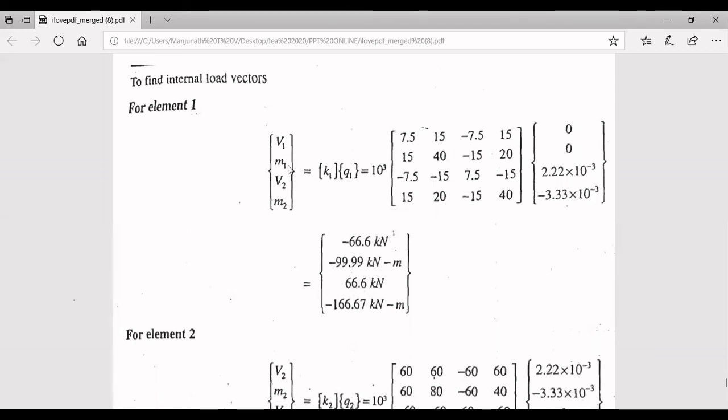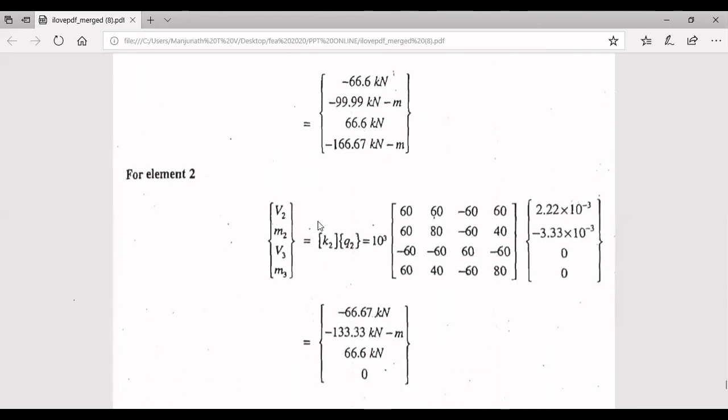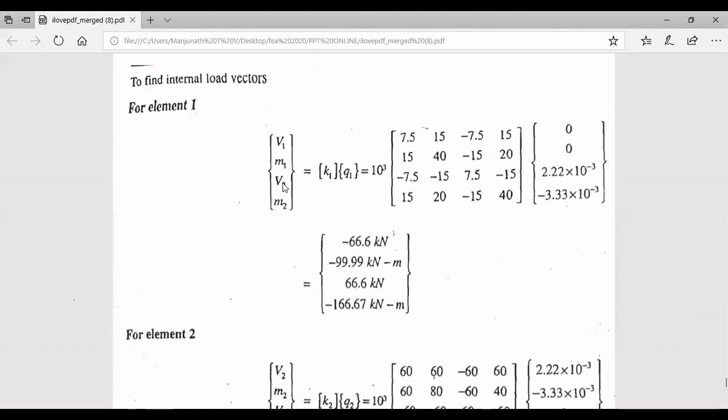Similarly, for the rotational one, if a clockwise couple is applied, we can calculate the rotational opposing force using this equation again, by following the second row and column multiplication, which gives minus 19.9 kilonewton meter. This is the couple acting internally, opposite to the applied load. Similarly, you can calculate at node number 2, V2, M2.